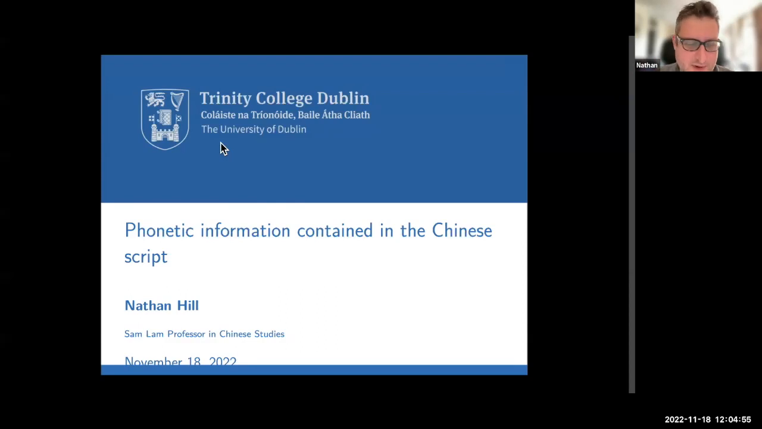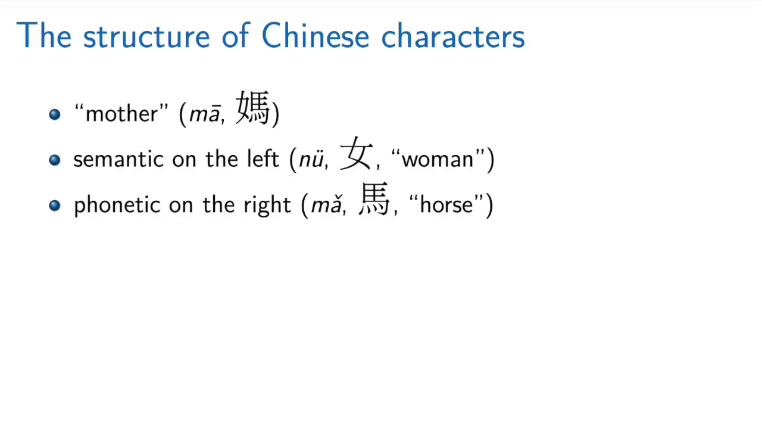Today, I will talk about the phonetic information contained in the Chinese script. So just to start, very simple, right? We all know about these four words for ma that we use to teach tones. So mother is ma, and horse is ma.